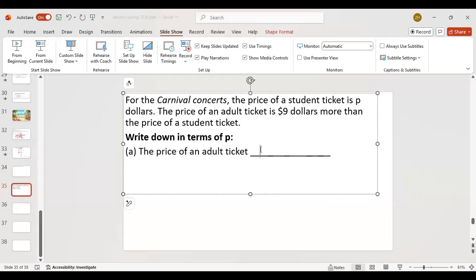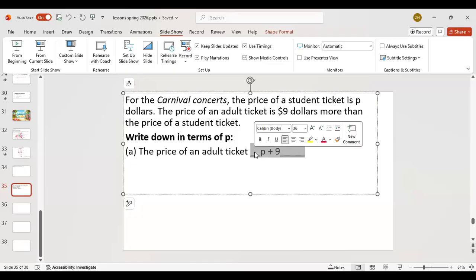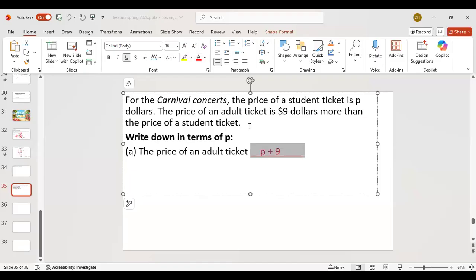So we have P plus 9. All right. P plus 9, and that is the correct thing there. P plus 9.